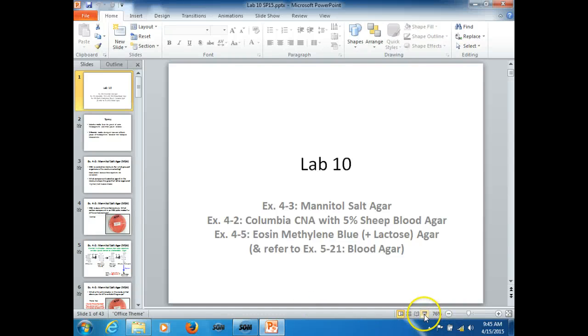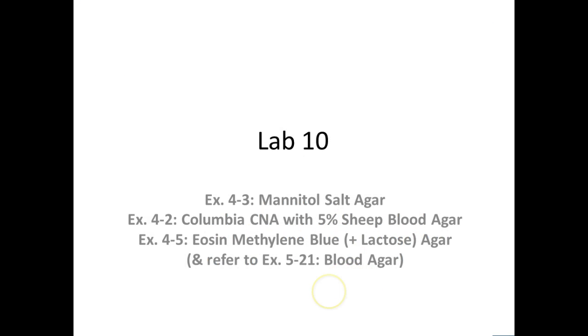All right, so for this lab, we're dealing with 3 selective and differential medias, and we're going to define what those are. So we have Mannitol Salt Agar that we commonly abbreviate MSA. That's the plate I had you find right now, so the one we're going to start out with. And then we bought from a company, Columbia CNA, with 5% sheep blood.